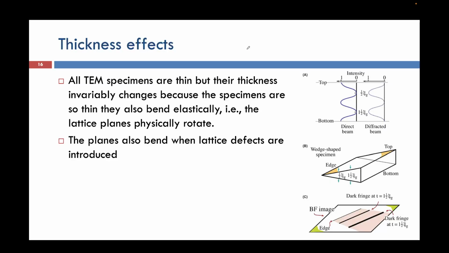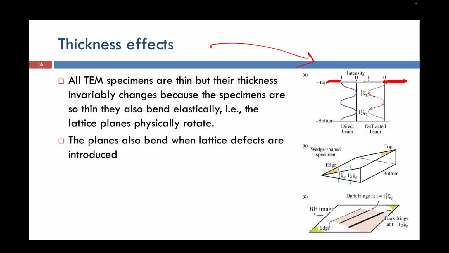Now if we look at this intensity curve here, you can see the direct beam before interacting with the top surface of the specimen has, let's say, maximum intensity, and then the curve goes like a sinusoidal curve. Now the diffracted intensity at the top surface will be 0, because there will be no diffraction happening there. After interacting with the planes, it will go to a maximum as well as come down.